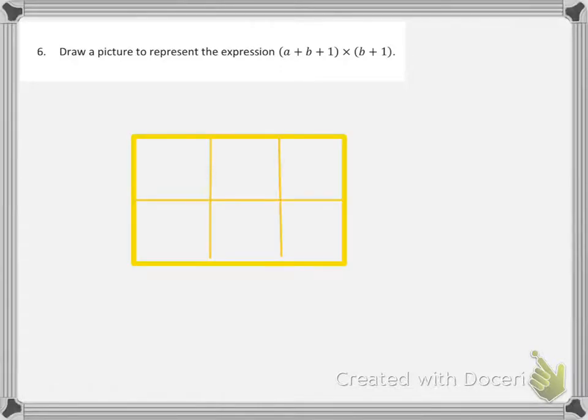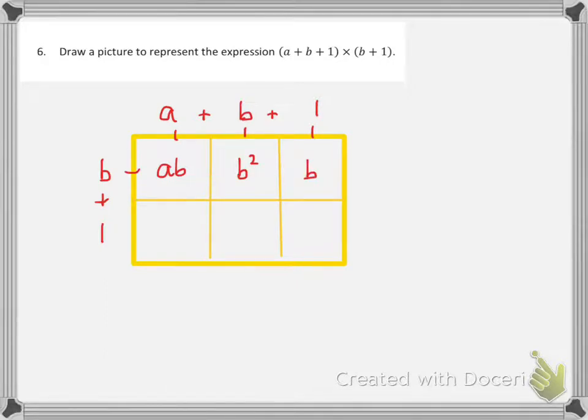Okay, I've got my grid ready. We can do b plus 1 times a plus b plus 1. And then we just find our products for each of the intersecting boxes here. So b times a, that's ab. B times b, that's b squared. And b times 1, that's b.